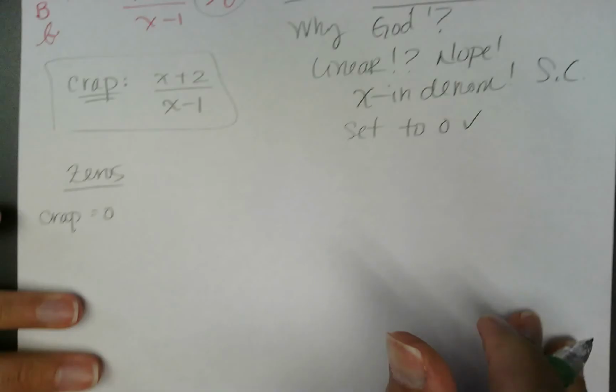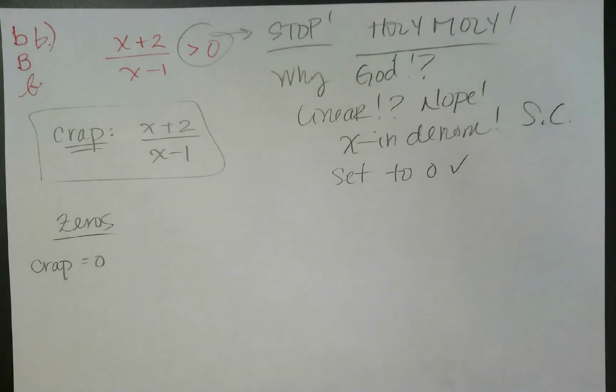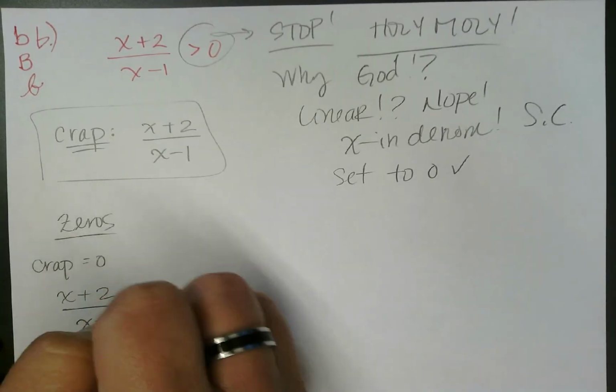Some people, my little lovely 1050 guys, like set the numerator equal to 0. By definition, it is when the whole thing equals 0. Now, does sometimes just setting the numerator equal to 0 work? Yes, but that's only certain times, so I don't want you to screw it up. Set the whole thing equal to 0. Alright, x plus 2 over x minus 1 equals 0.